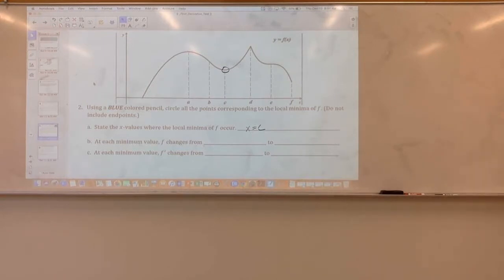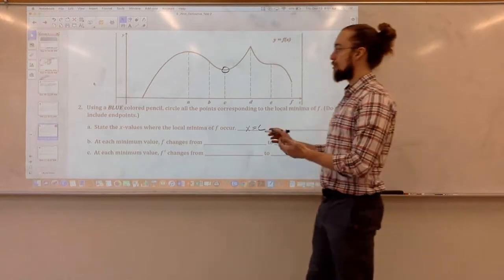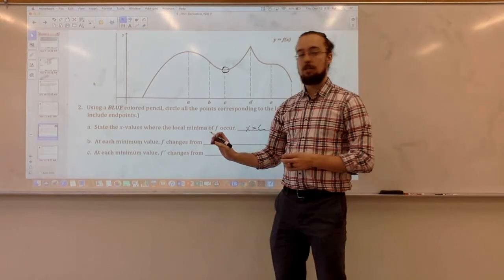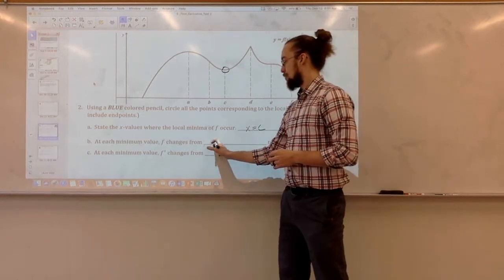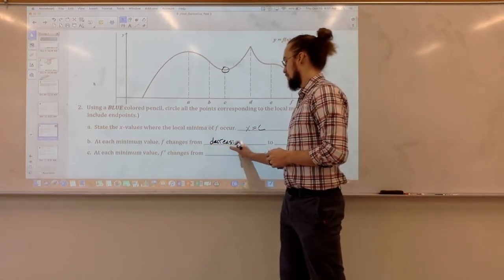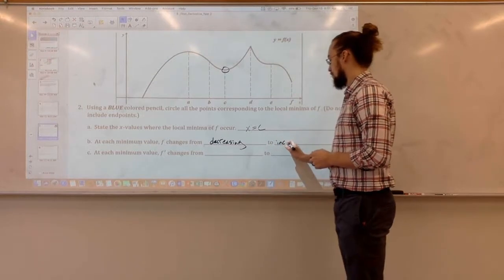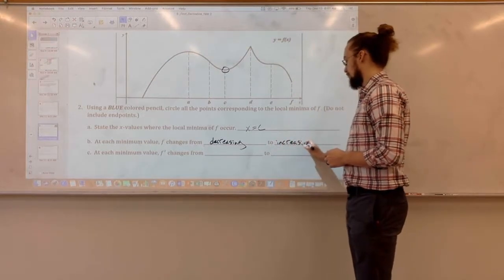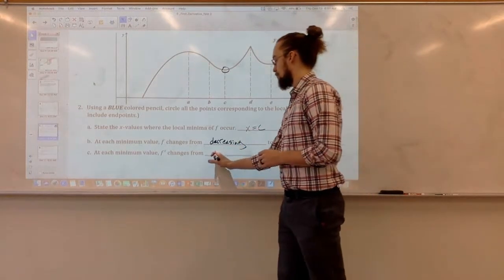So at these minimum values, what can we say about F? F changes from decreasing to increasing. Right. So then what can we say about the derivative? It changes from negative to positive.